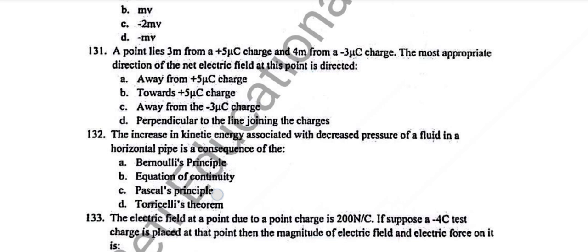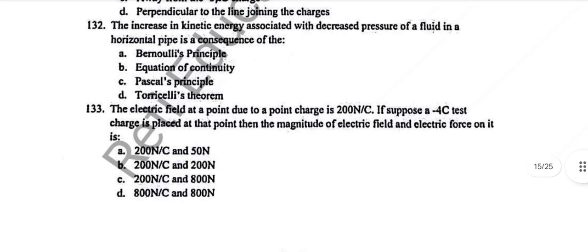Question number 133. The electric field at a point due to a point charge is 200 Newton per C. If a minus 4 C test charge is placed at that point, then the magnitude of the electric field and electric force on it is, and the correct option is C, 200 Newton per C and 800 Newton.